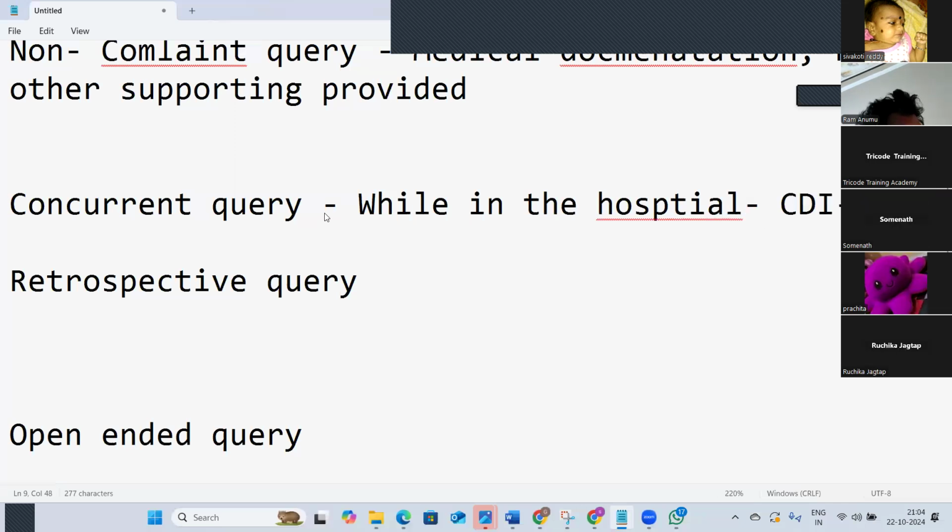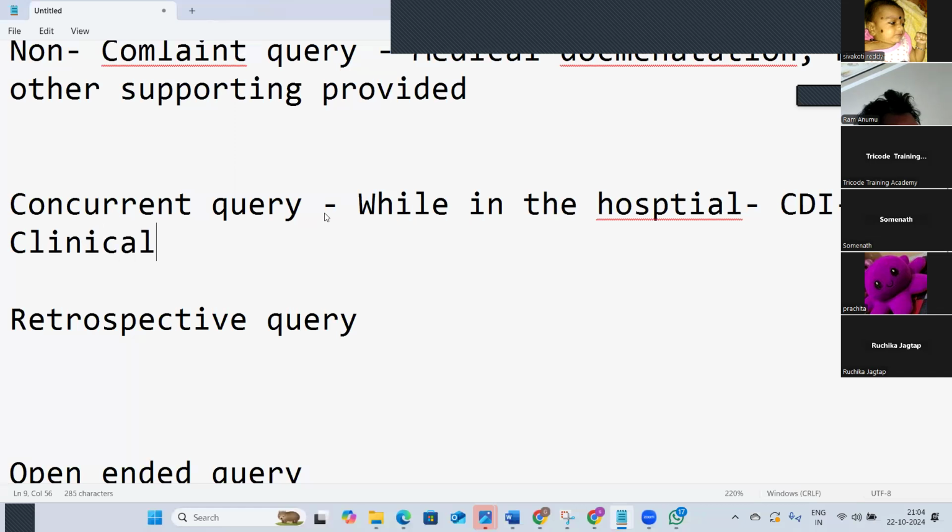What is the meaning of CDI? Clinical documentation improvement. So what is the CDI coder's role? The responsibility is to improve the documentation. The CDI coder doesn't want to code the account. He should have complete documentation available while the patient is discharging.